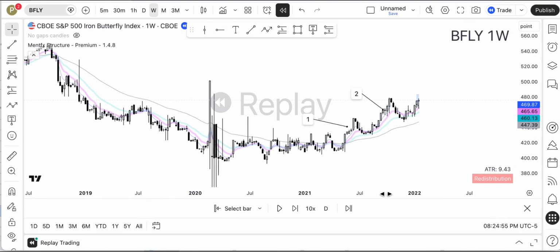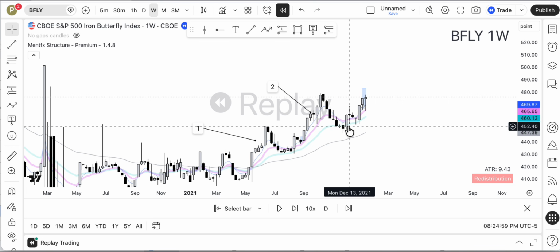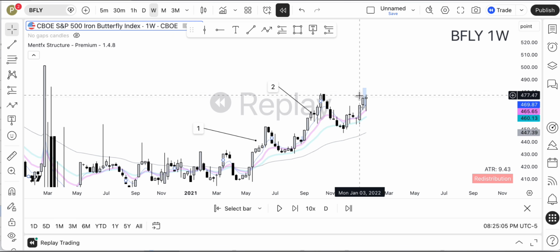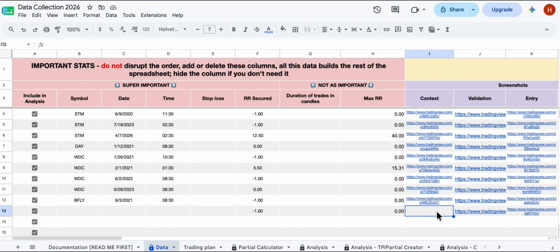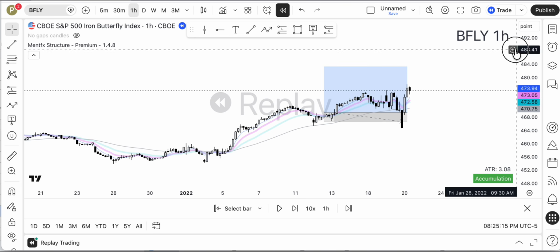Now that I'm looking at it, this is not really what I would have wanted. I would have wanted it to go up and then pull back. I think it's kind of a poor looking trade in my opinion. So I think I could have avoided this one, but it's okay.